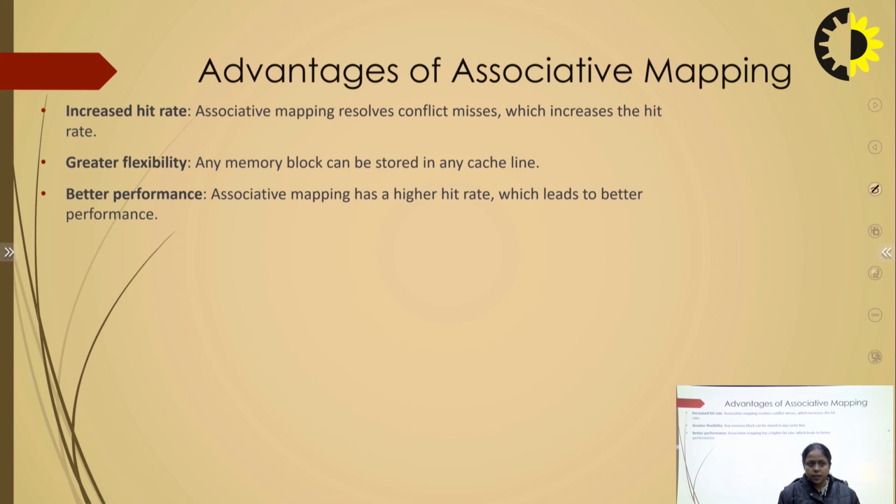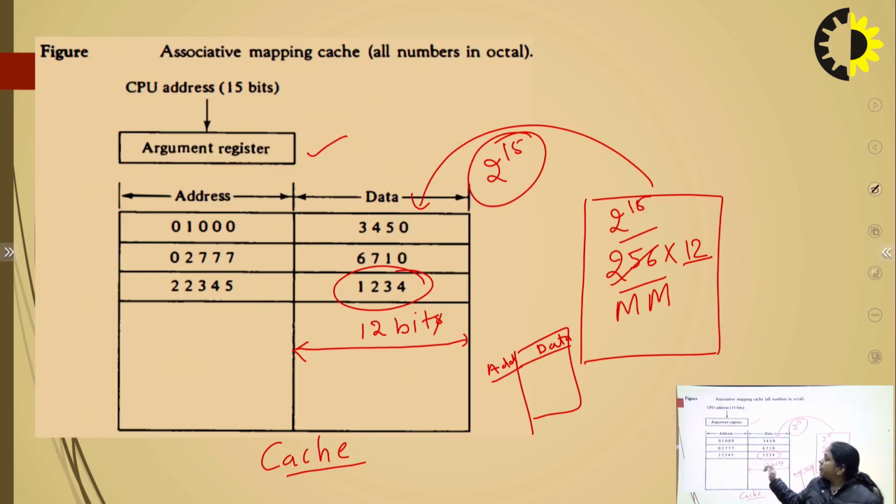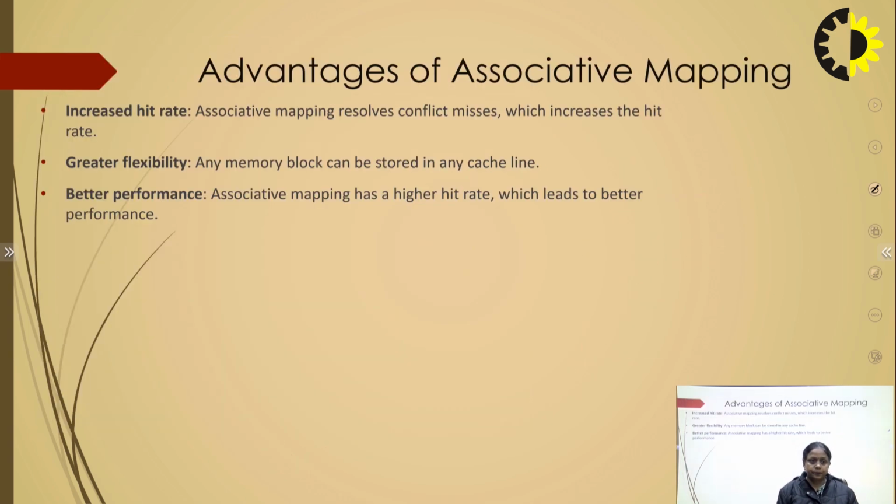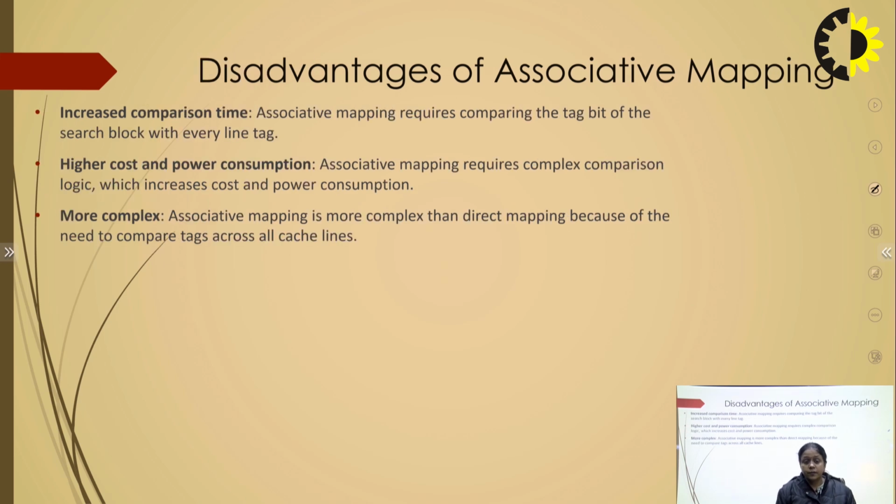Greater flexibility. Any memory block can be stored in any cache line. The most important thing here is we can store anywhere in any block. We can store any data. There is no restriction that it should be stored at a particular address, because we are storing the address and data both. Better performance. Associative mapping has a higher hit rate, which leads to better performance. Now the disadvantage. We have some disadvantages also. Increased comparison time. Associative mapping requires comparing the tag bits of the search block with every line tag.